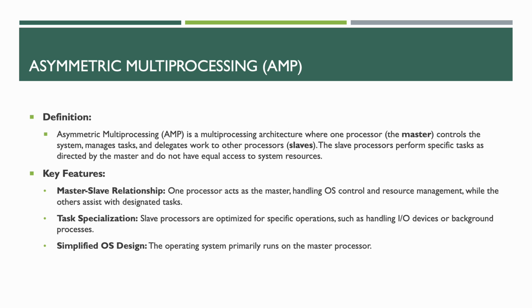Then, task specialization. In AMP, processors are optimized for specific operations rather than general purpose computation. For example, in real-time embedded systems, the master processor might handle critical decision making while dedicated processors manage audio processing, network communication, or hardware control. This is commonly seen in automotive systems, robotics, and military applications, where some processors handle safety critical operations while others manage non essential tasks.